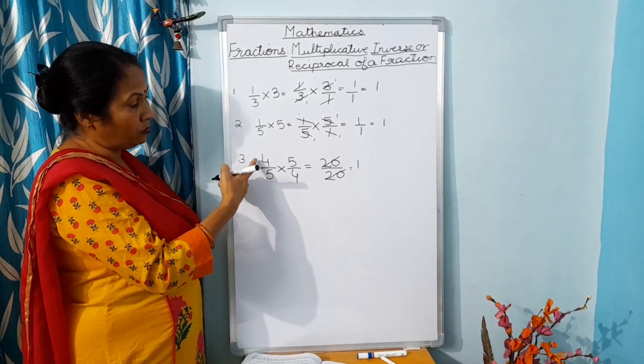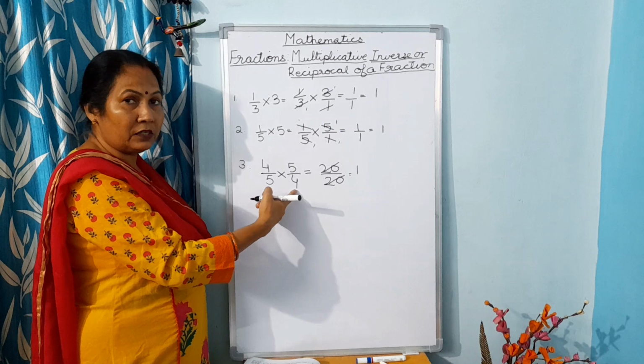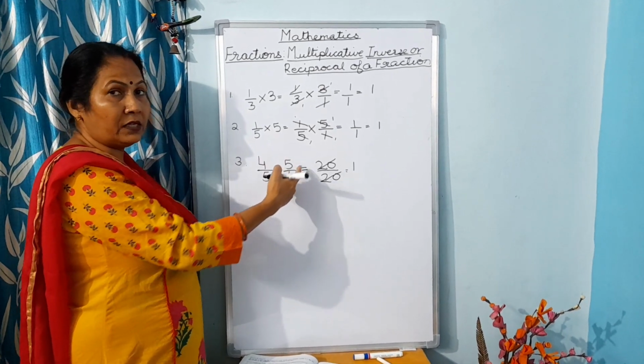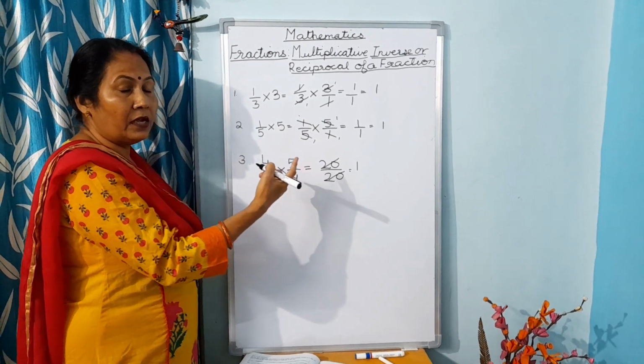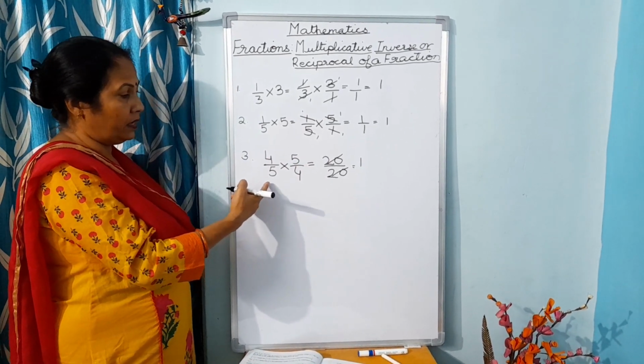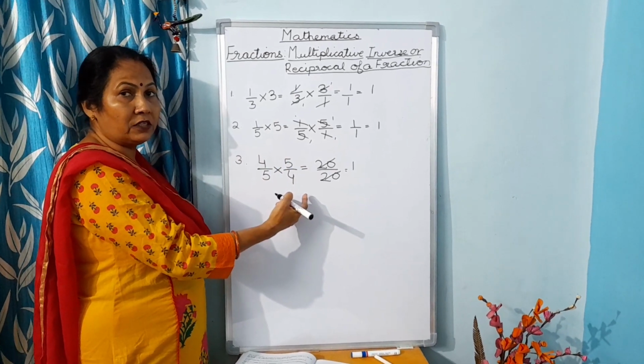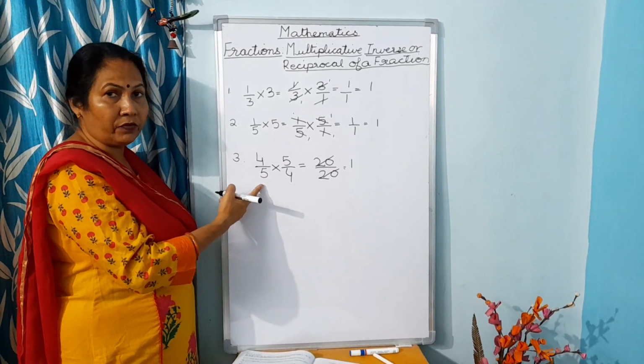Means the numerator becomes the denominator and the denominator becomes the numerator in the second fraction. And always remember that the reciprocal of the second fraction is written, not the first fraction.